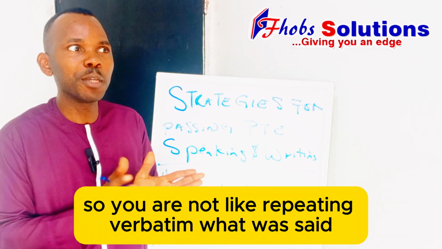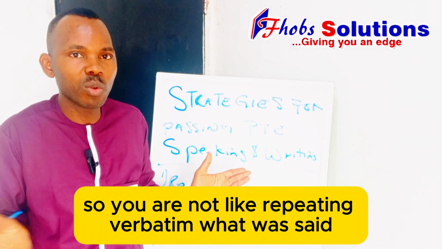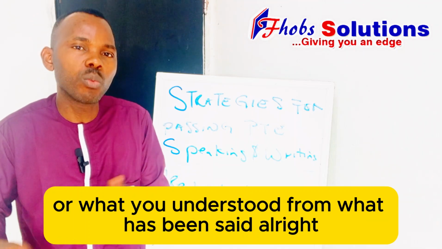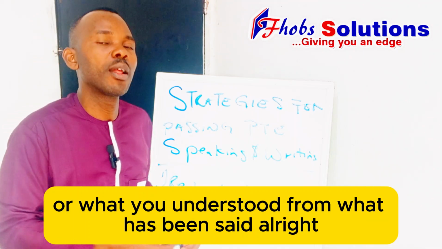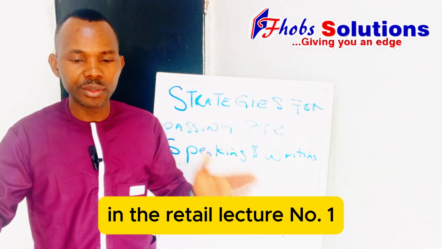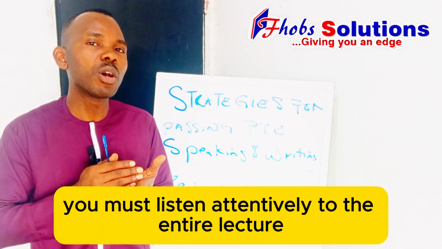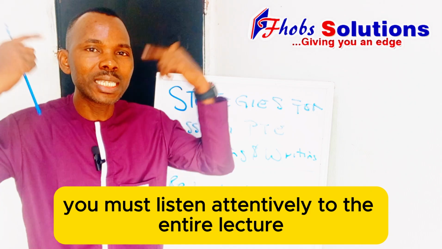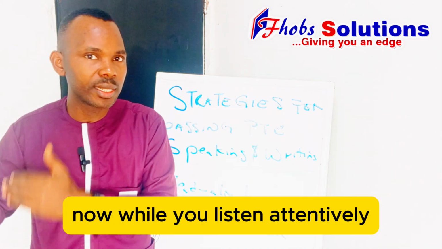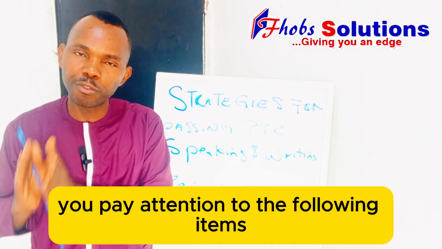So you are not repeating verbatim what was said. You are saying what is being understood, or what you understood from what has been said. All right, so having said that, what are the strategies that will help you in the retell lecture? Number one, you must listen attentively to the entire lecture. Now, while you listen attentively, you pay attention to the following items.